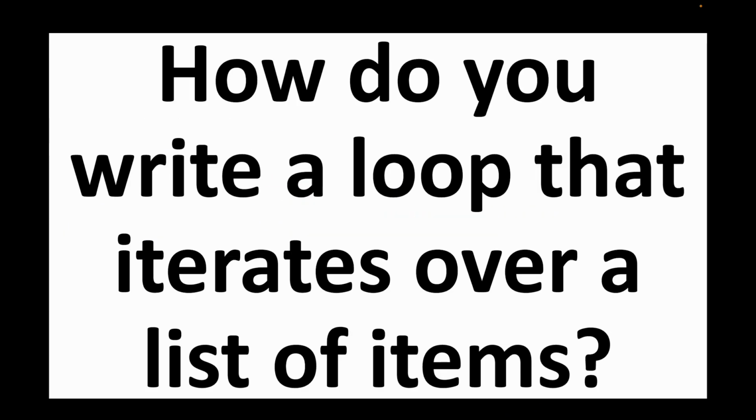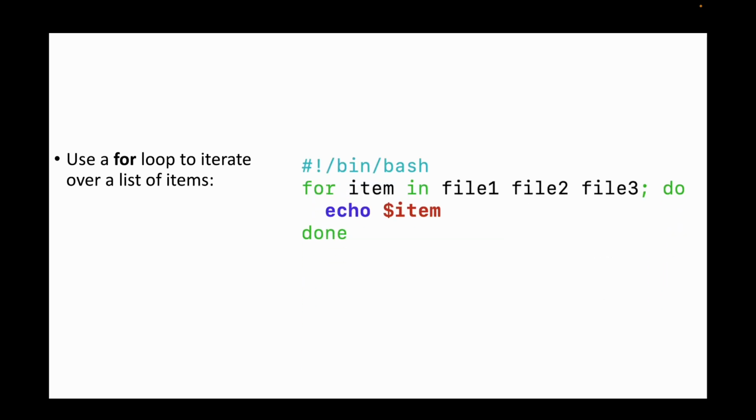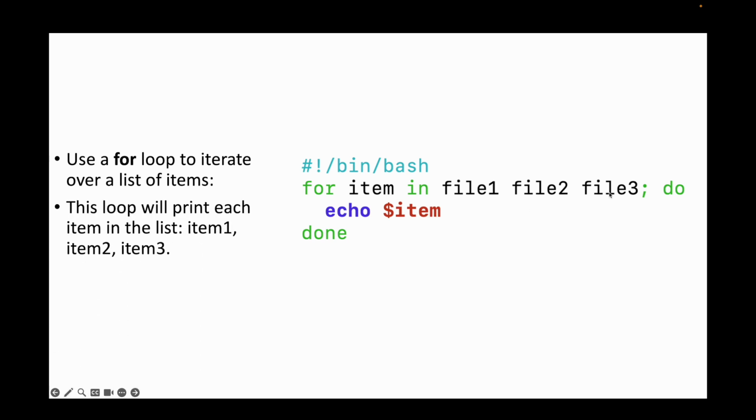The next question we have is, how do you write a loop that iterates over a list of items? Looping is something that is very commonly used in scripting. For this, we can make use of a for loop to iterate over a list of items. Here, this will be the iterating value, and then the elements on which you want to do the iteration. I'm telling it, for each of these items, print each item one after the other. So when I execute this, it will print file1, then file2, then file3, based on the number of elements that you have in your script. This loop will print each of the items that we have within the list.